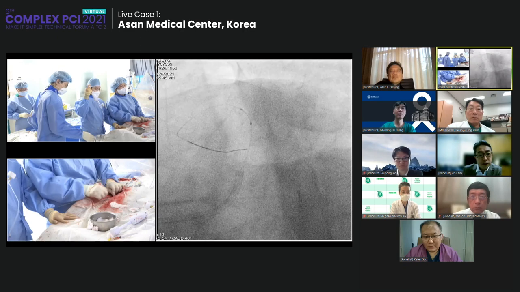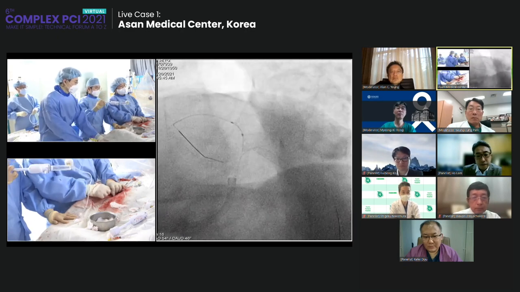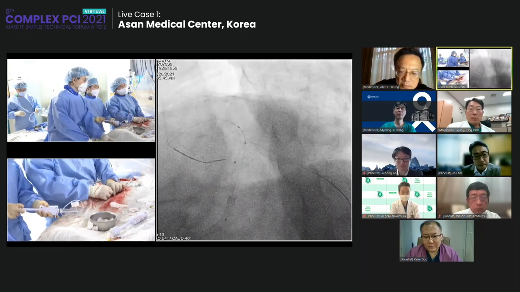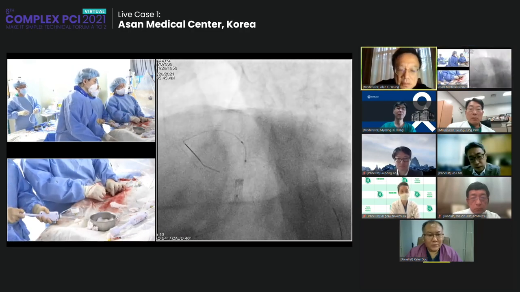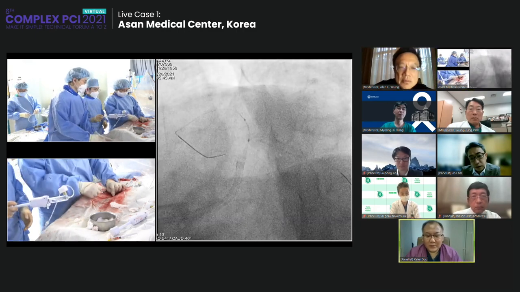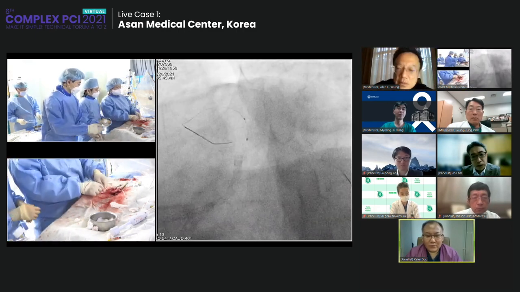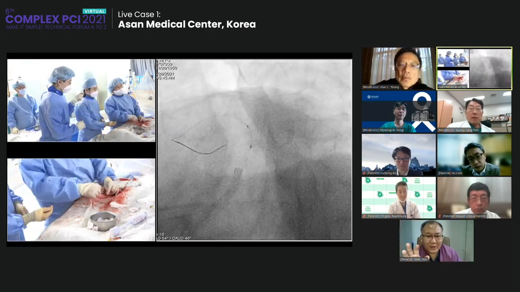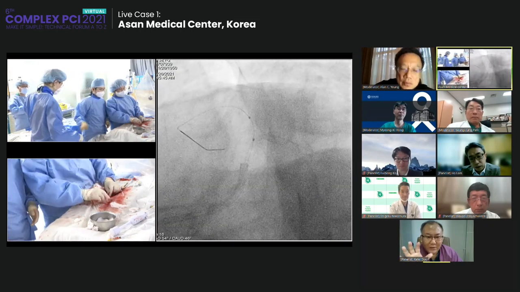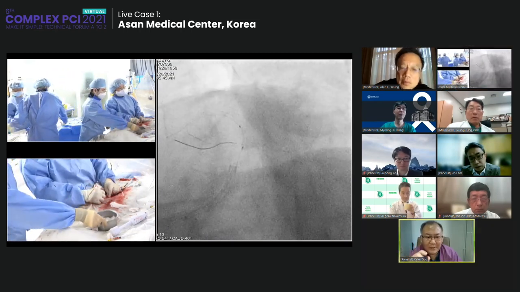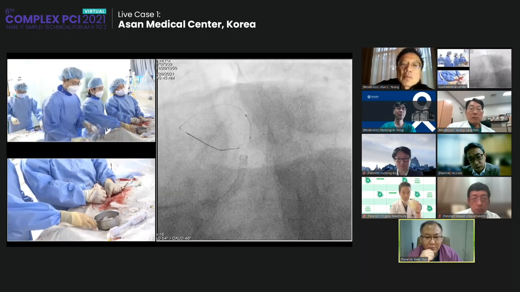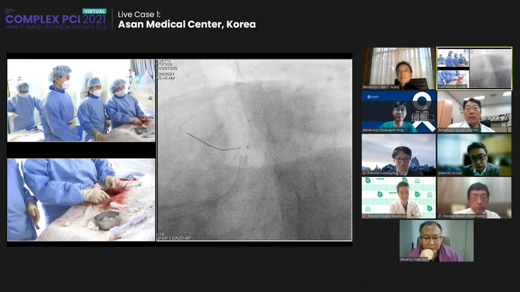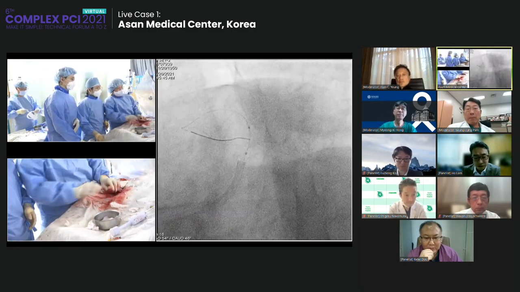So I try to balloon the circumflex ostium first using the stent balloon, because the stent balloon is just non-compliant. We shouldn't pull it back. A shorter balloon will be better. An eight or twelve non-compliant balloon will be better. But because of the angulation, the new balloon insertion isn't that easy, so I try.